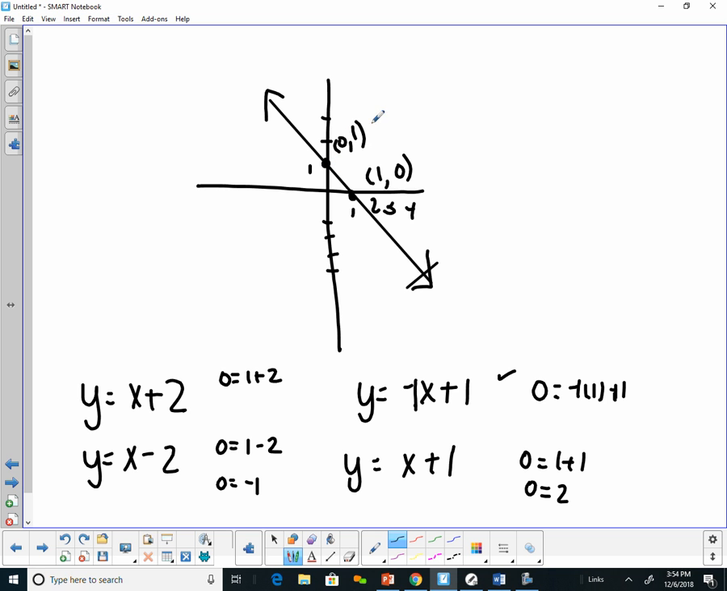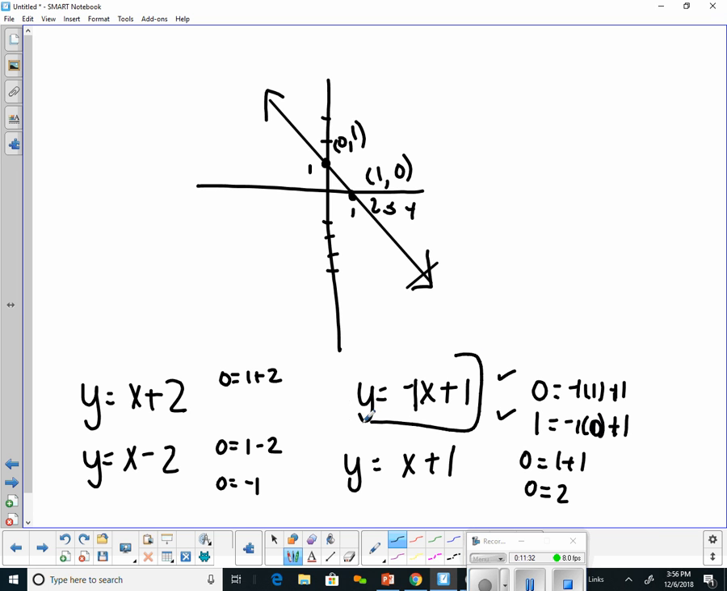So this time I'm going to plug in the point 0, 1. So this says 1 is equal to negative 1 times 1 plus 1. Sorry, I plugged in the wrong number here. Here I'm plugging in 0 for my x and y is my 1. So 1 is equal to negative 1 times 0 plus 1. Negative 1 times 0 is 0. And then 0 plus 1 is 1. So that does work. So the equation for that line would be this.